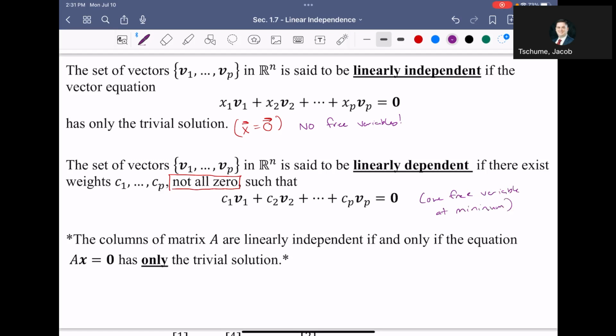So remember with the homogeneous equation, there's either one answer only, which is the trivial, or there are infinitely many. You cannot find a no solution with this type of equation. So when you want to determine if vectors are linearly independent or dependent, the most basic way is to figure out the free variable idea.